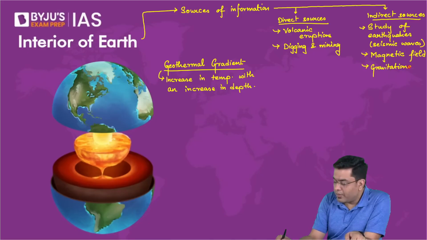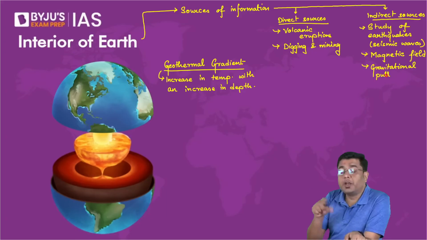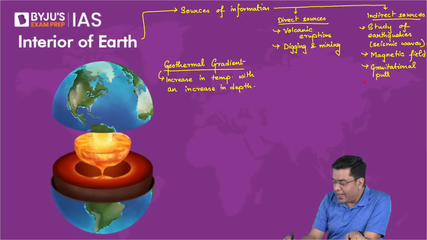Gravitational pull at various different places of the planet also gives you an idea about the curvature, about the shape of the planet in detail. And then after that, we also get an idea from the study of meteorites.